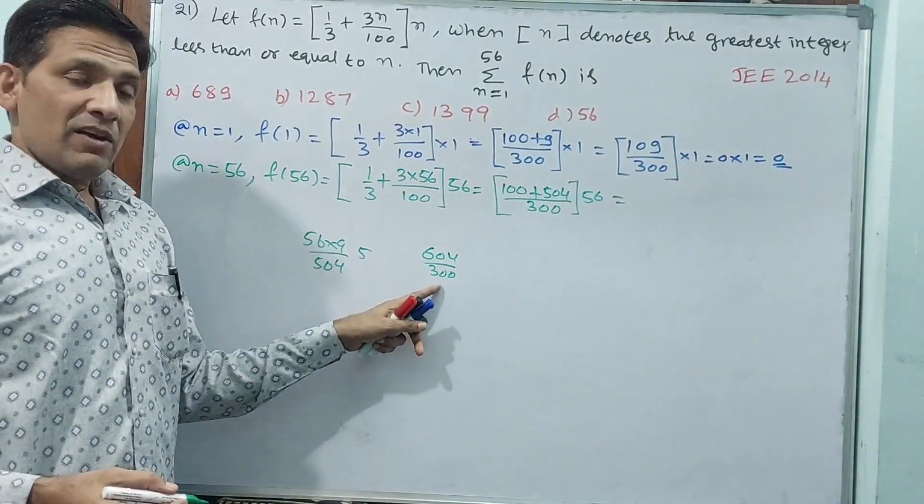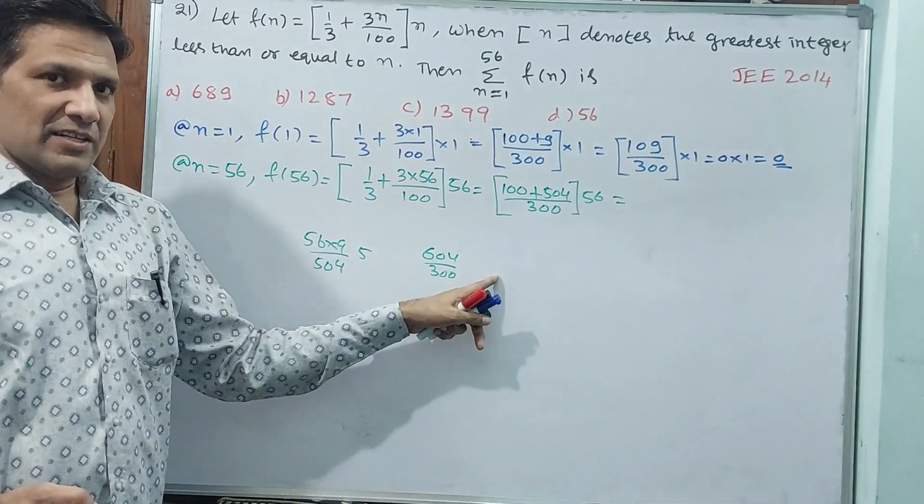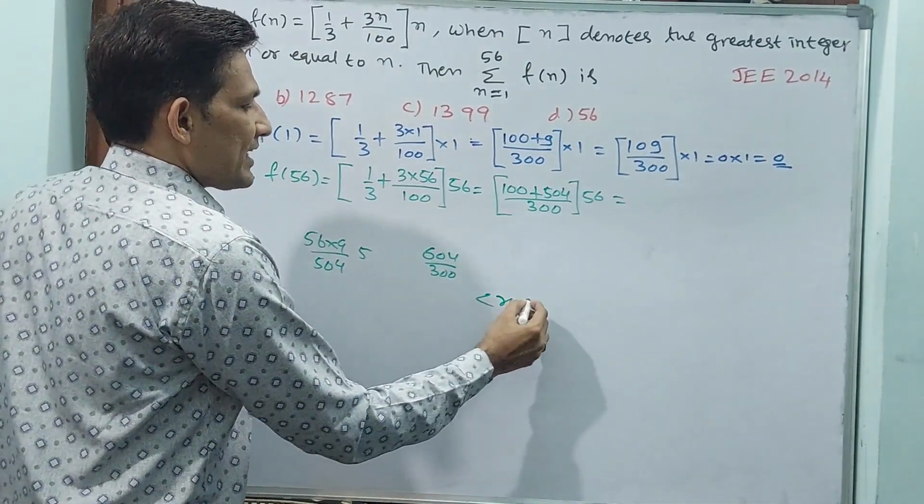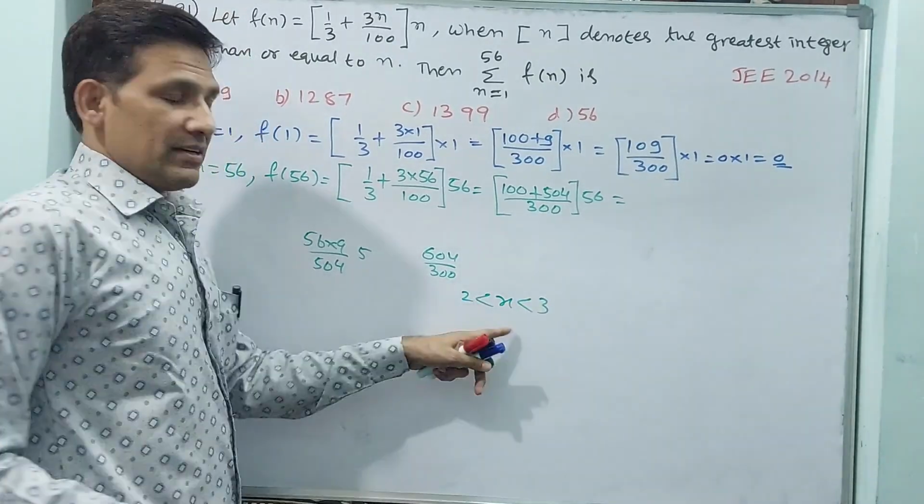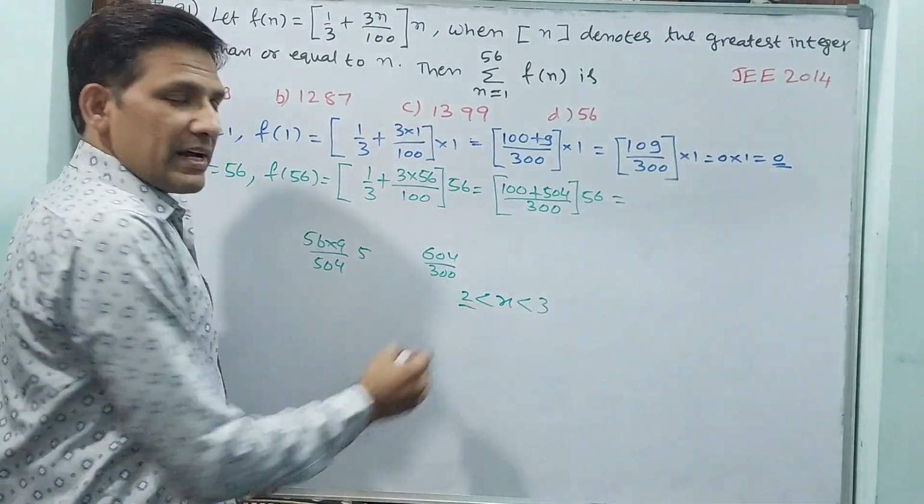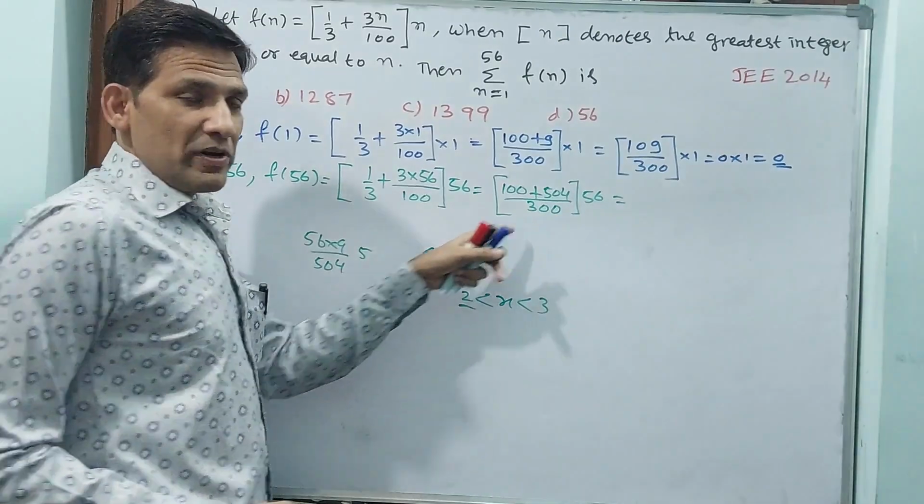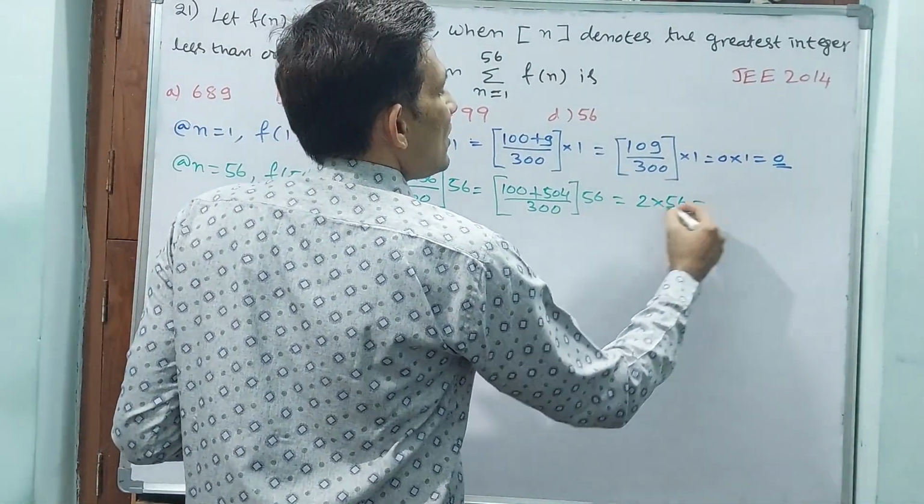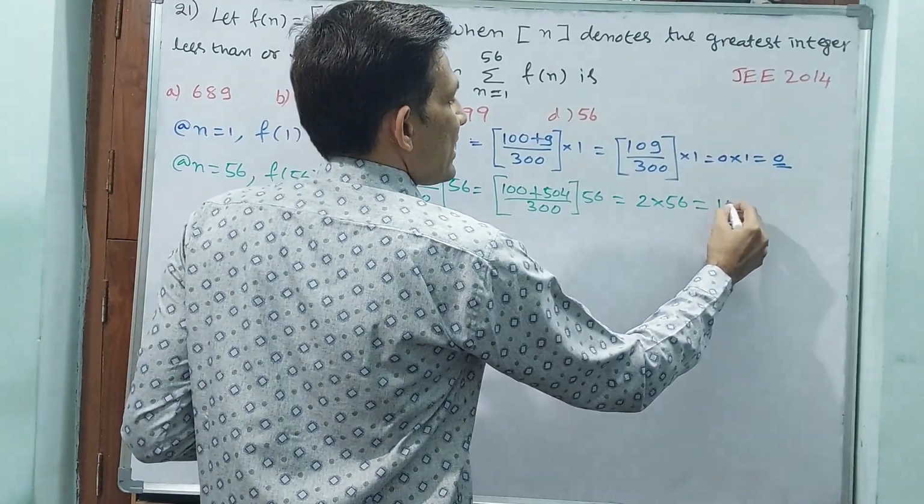See, 600 itself gives 2, and 2 plus something comes but less than 3. X is greater than 2 but less than 3, so what is the value? 2 will be your answer. Here 2 will come as the greatest integer. That means 2 into 56, that is equal to 112 will come.